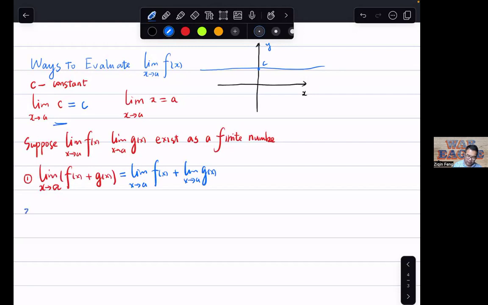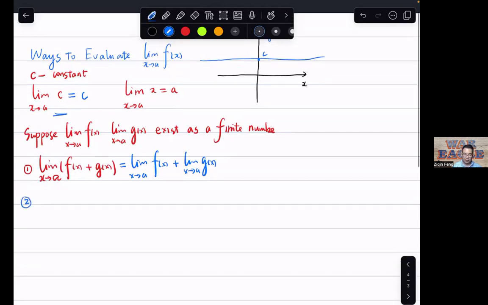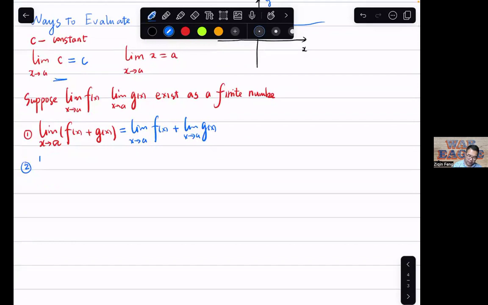And let's see the second law we have here: you can do multiplication. So as x goes to a here, c, a constant, times f of x, right? For sure, c multiplied by that function should go to the limit times c, right? It should be the same as c times the limit as x goes to a of f of x. The second one is a constant multiple.